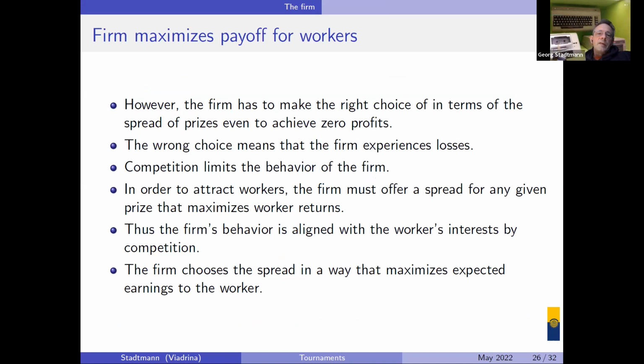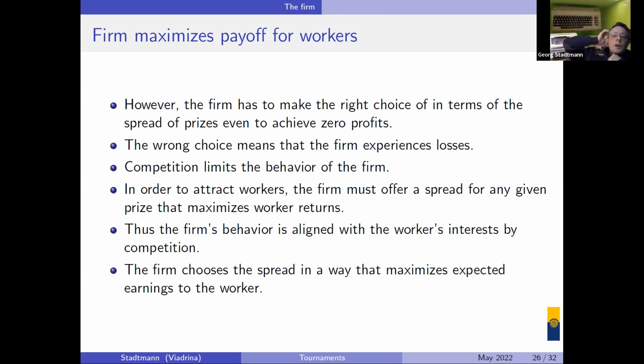It is the case that the firm has to make the right choice in terms of the spread of the prices in order to achieve 0 profits, and on top, in order to contract the 2 athletes and motivate the athletes in a way that they really show up at the starting line and that they answer with a positive effort level. The wrong choice would mean that the firm will experience losses. They will not break even, but will make a loss.